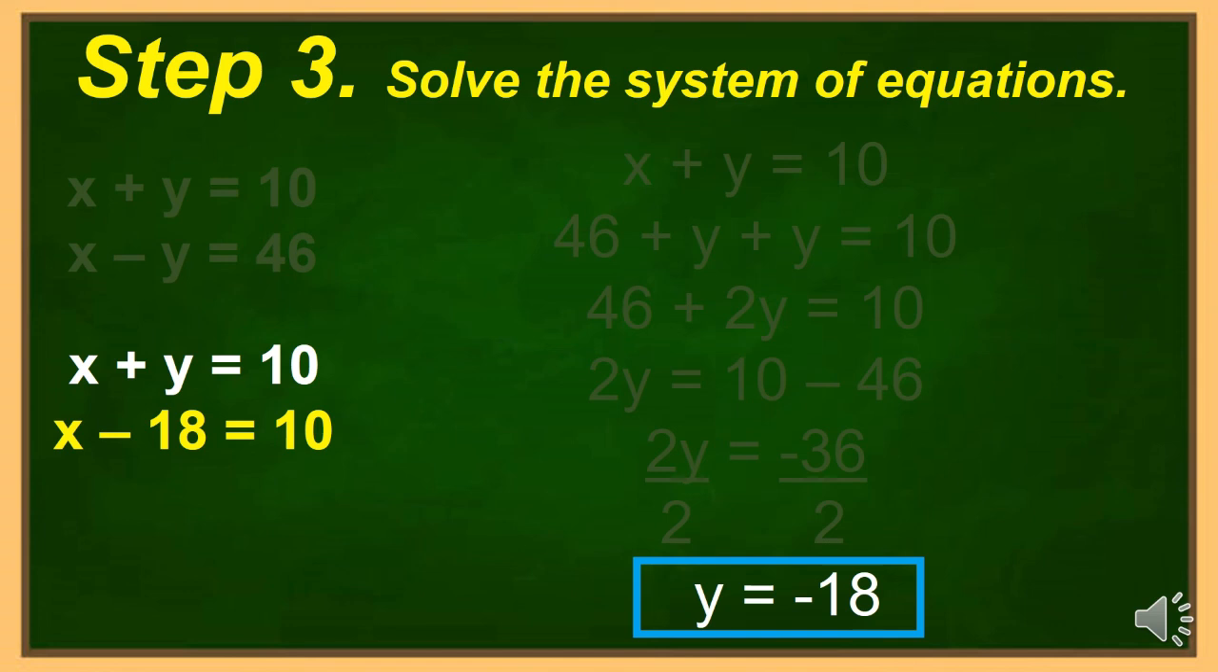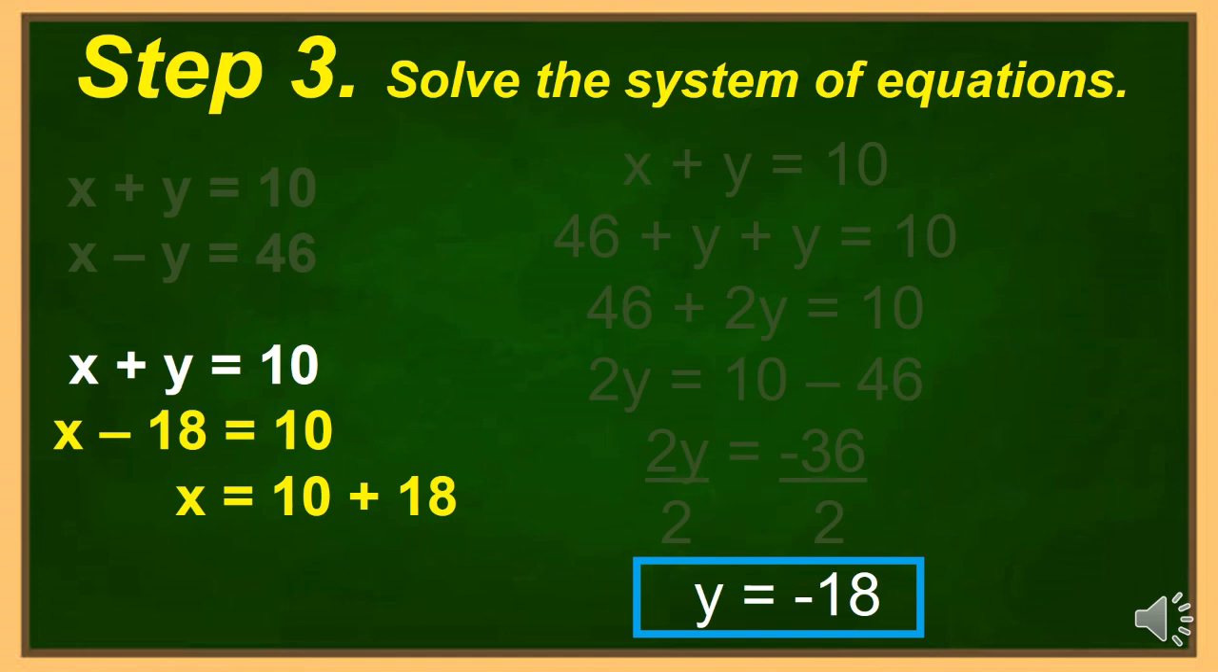Next, transpose negative 18 to the right side of the equality sign so that x will be isolated on the left side of the equality sign alone since we are looking for the value of x. We now have x equals 10 plus 18.